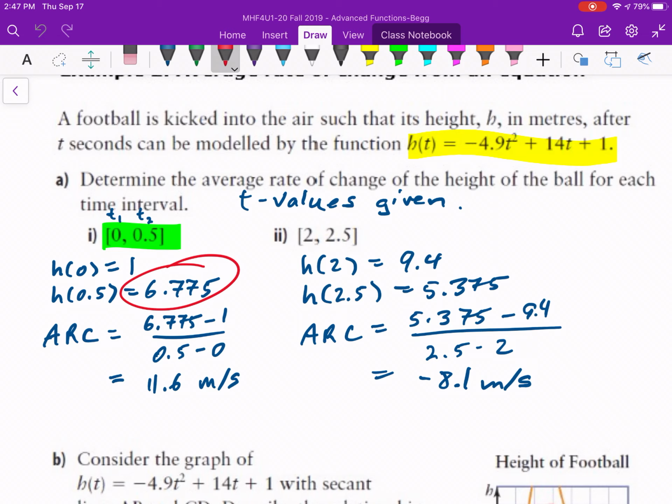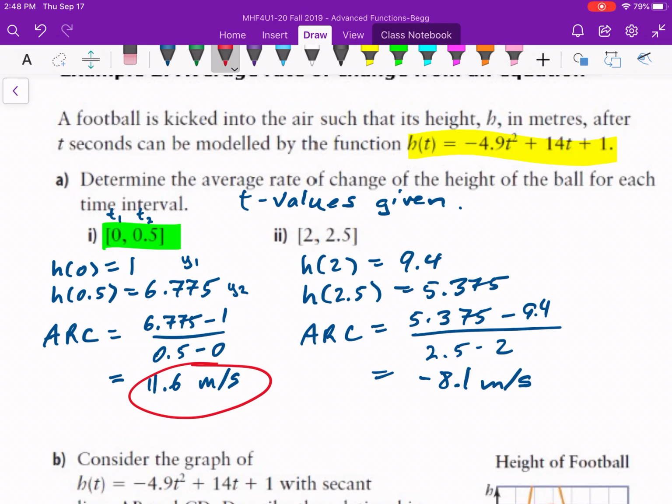So that's like my y1 and y2, respectively. So those are what go into my slope formula, right? y2 minus y1 over x2 minus x1, and it turns out that the average rate of change is 11.6 meters per second. So it's going up, this football is rising into the air at an average rate of change of 11.6 meters per second for the first half second.